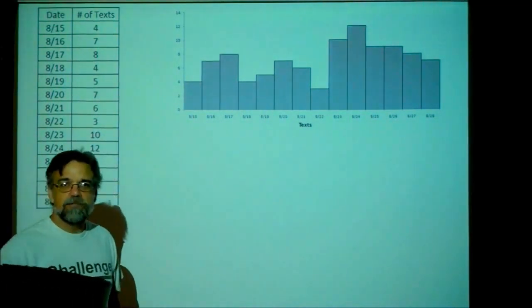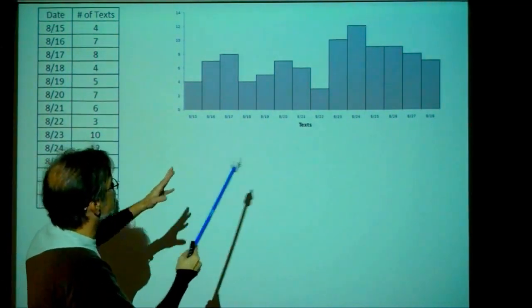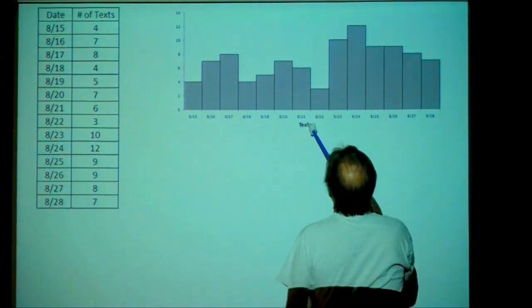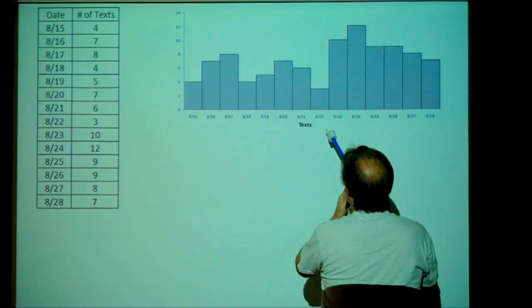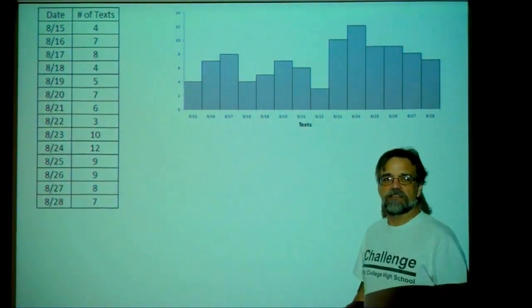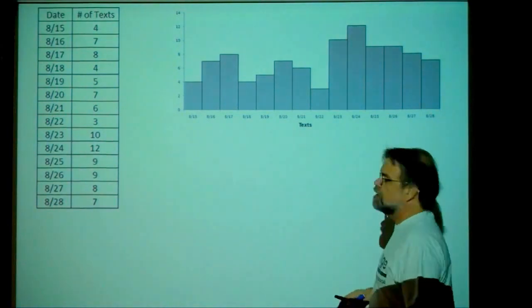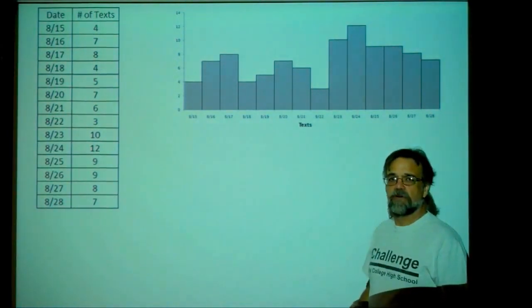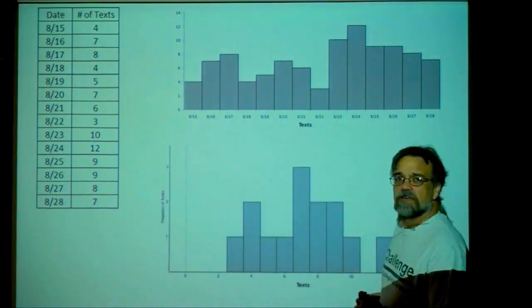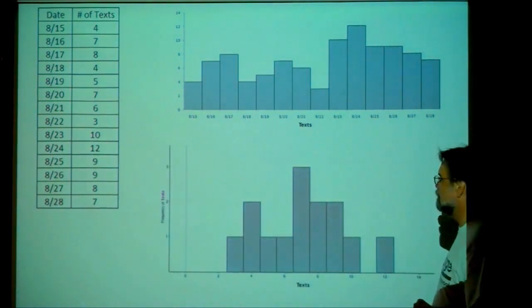So I'm looking at this and I'm thinking, okay, so let me see what the center of my data set is. And the center of my data set is August 21st or 22nd. That's not a number of texts. This isn't a histogram. This is a histogram of the same data.